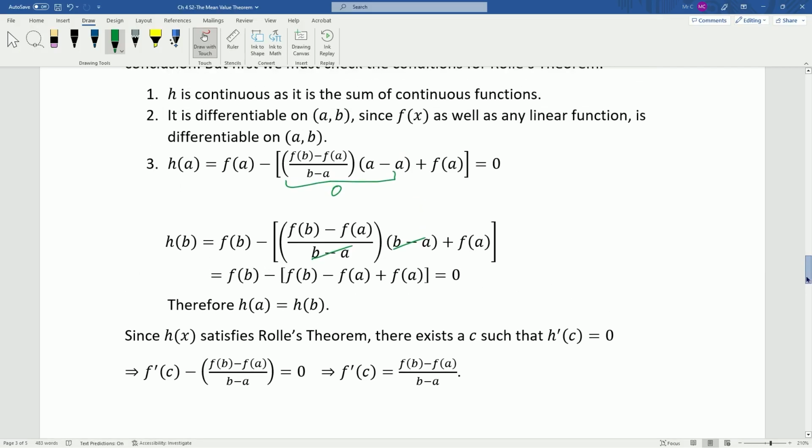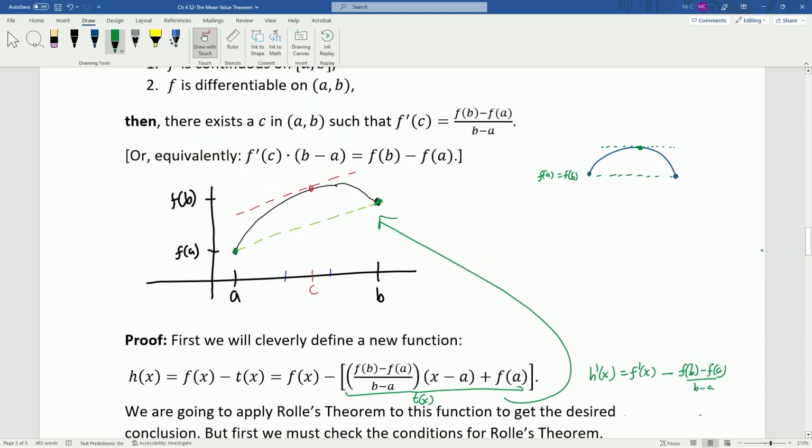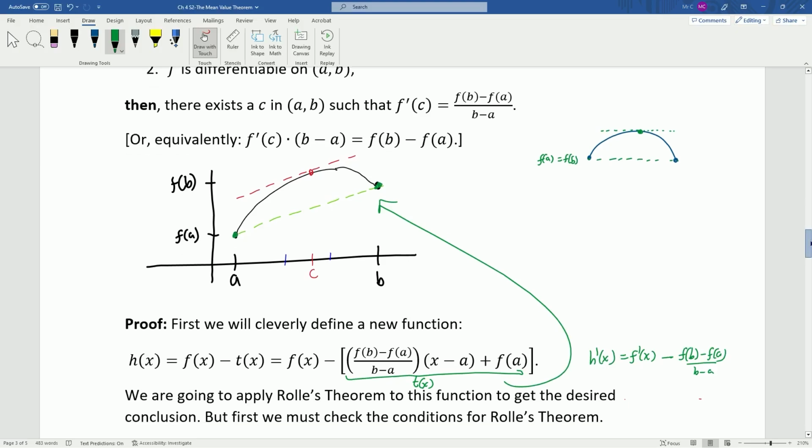So going back, that tells us that at this c value, where h prime of c equals 0, f prime of c minus f of b minus f of a over b minus a equals 0. Move this to the other side of the equation, and we get that f prime of c equals the slope of the secant line, f of b minus f of a over b minus a. Okay, so that one's a little bit tricky, but again, really just boils down to, hey, create a new function that's really just f of x minus the equation for the secant line, apply Rolle's theorem to that, and the result we were hoping for just pops right out.